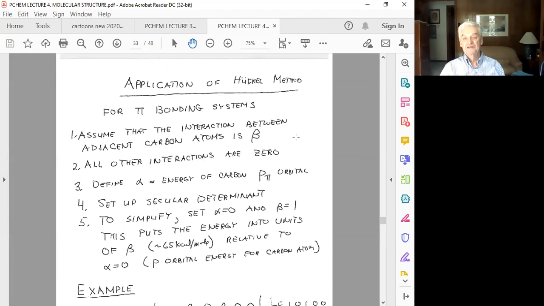If you go back to our H2 derivations, we wrote integrals such as H11, H12, H13, and so on. Whenever we had a term on the diagonal of our determinant, we found that it represented the atomic energy of the atom we're dealing with. So in this case, alpha would represent the energy of the carbon atom, or the carbon p pi orbital, the one that's perpendicular to the plane of the molecule.